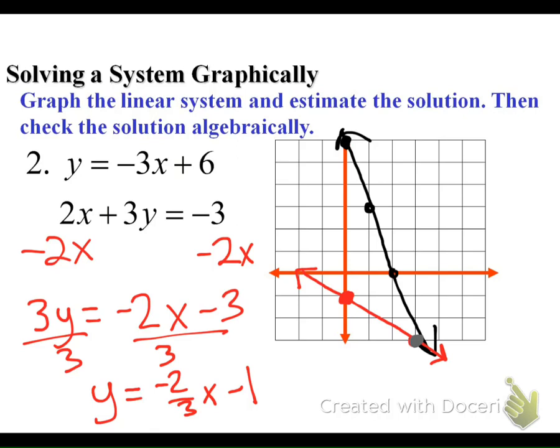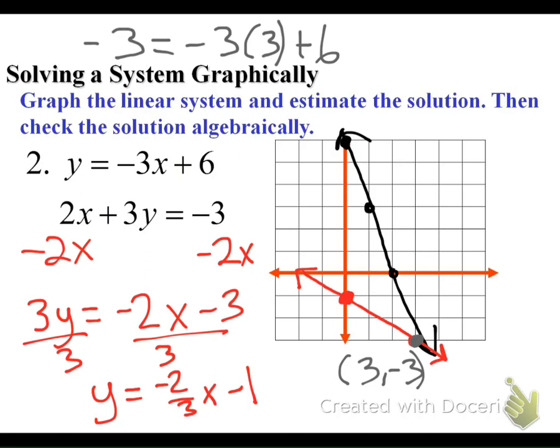Okay, how do I check for sure, though? Yeah, what is that? 3, negative 3. So it should make them both true. So negative 3 equals negative 3 times 3 plus 6. It should make that true. It should also make this other one true.